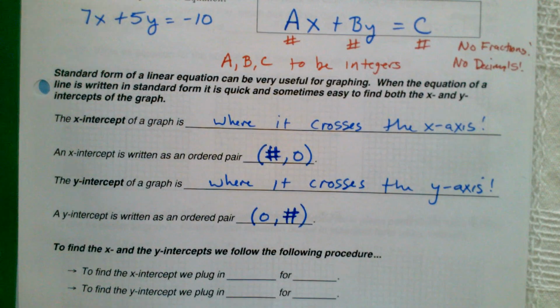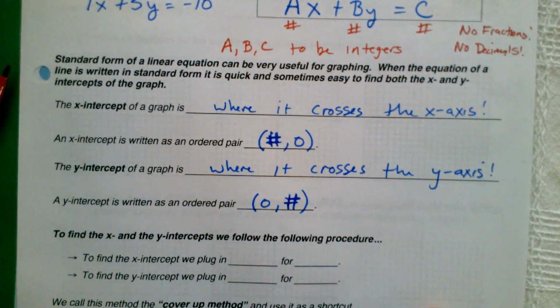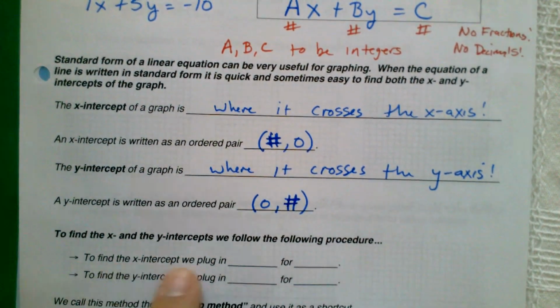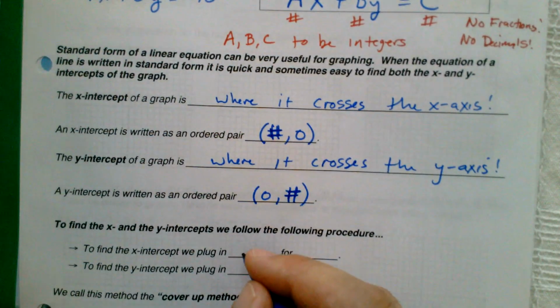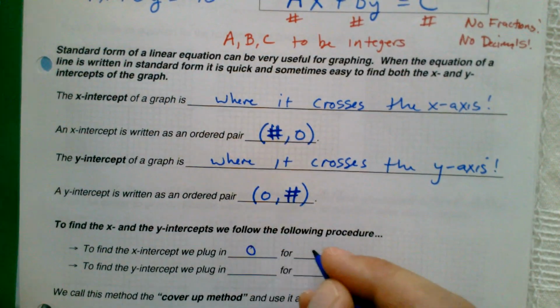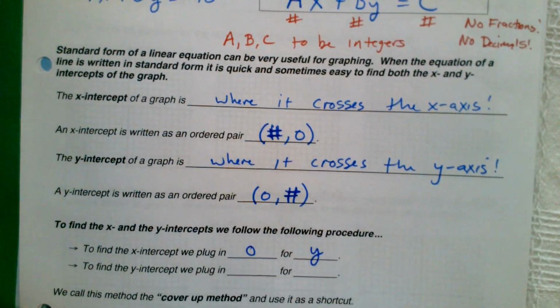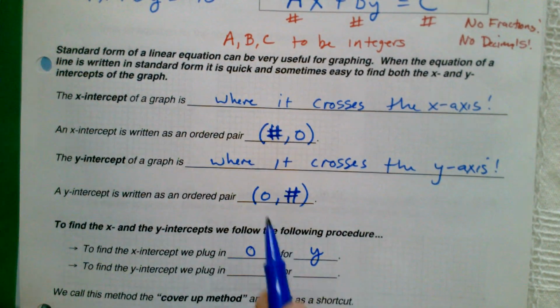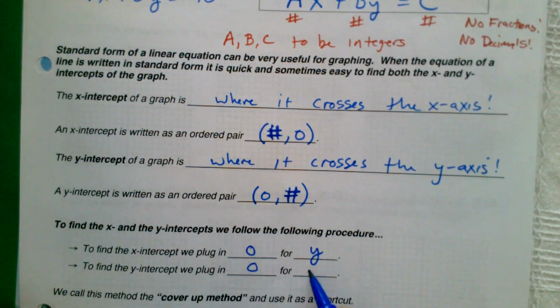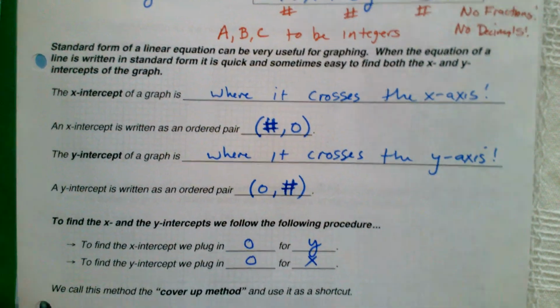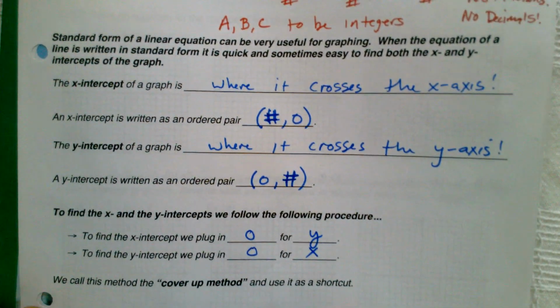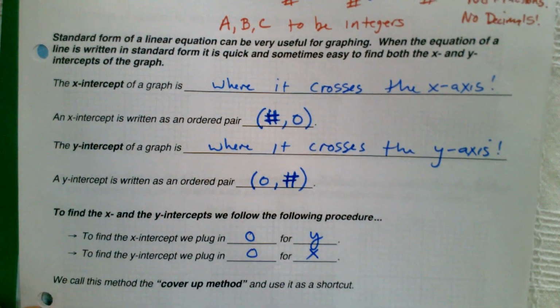All right. So we can find x and y intercepts very easily. To find the x-intercept, we're going to plug in 0 for y. And to find a y-intercept, we're going to plug in 0 for x. We're going to call this the cover-up method, and I'll explain that next.